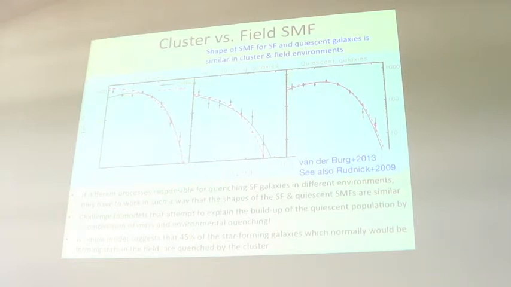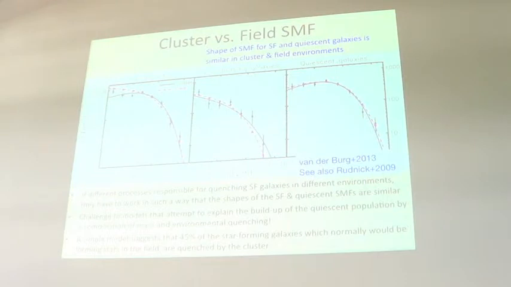So what I'm saying here is, if different processes are responsible for quenching star-forming galaxies in the different environments, they have to work in such a way that the shapes of the star-forming and the quiescent stellar mass functions are similar. So I'm sort of throwing down the gauntlet here. I'm saying, look, we have good measures of stellar mass functions at redshift 1, and now the challenge is to the models to reproduce what we're measuring.